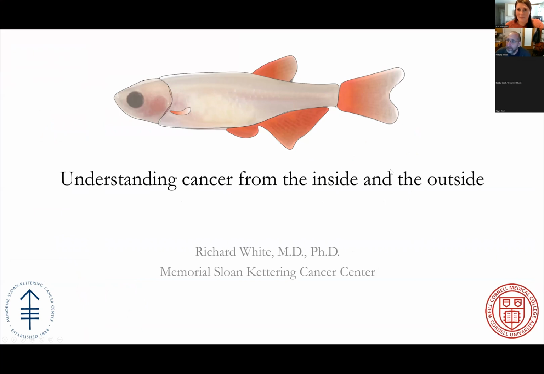I can. Okay. So I'm going to try and keep this pretty brief. But basically, if I were going to summarize the way my lab thinks about cancer and how we think about understanding cancer and ultimately treating cancer, it could be described as understanding cancer from the inside and the outside, right? And I think that kind of forms the nucleus of how we think about the problem. What do I mean by that?